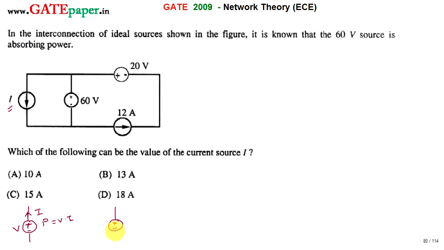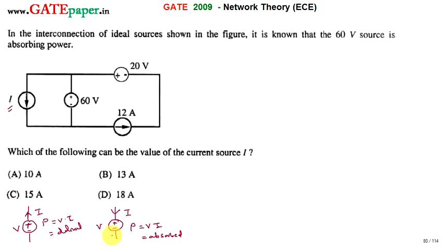If a voltage source is absorbing power, it is taking current from some other source, and the direction of current is I, then the power is equal to V into I. This is absorbed power, whereas the earlier one is power delivered. So the current direction indicates whether it is delivering power or absorbing power.